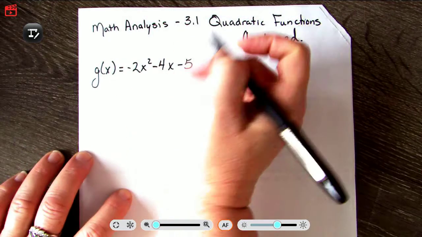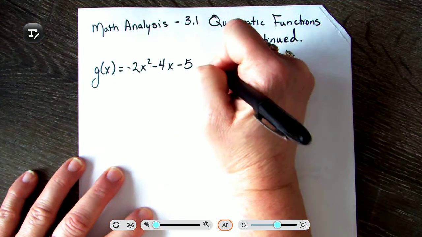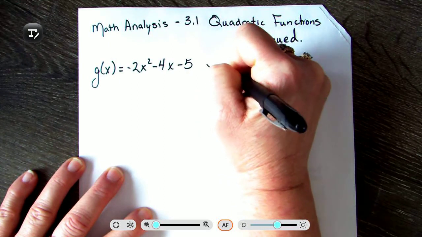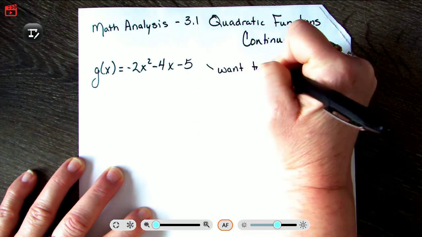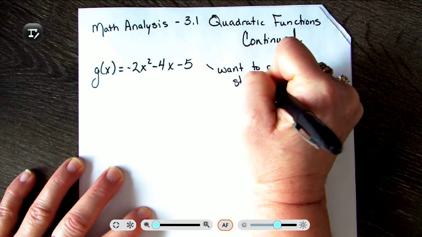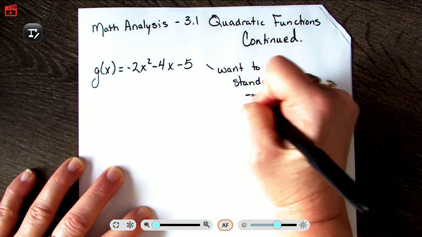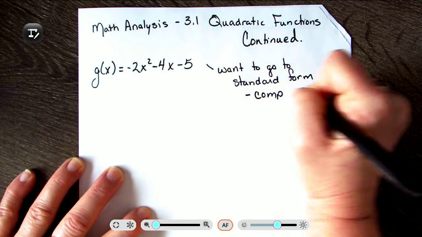So let's look at this one, and again we're going to put it in standard form. So we want to go to standard form, so I'm going to write that down. We want to go to standard form. So that means we want to complete the square.